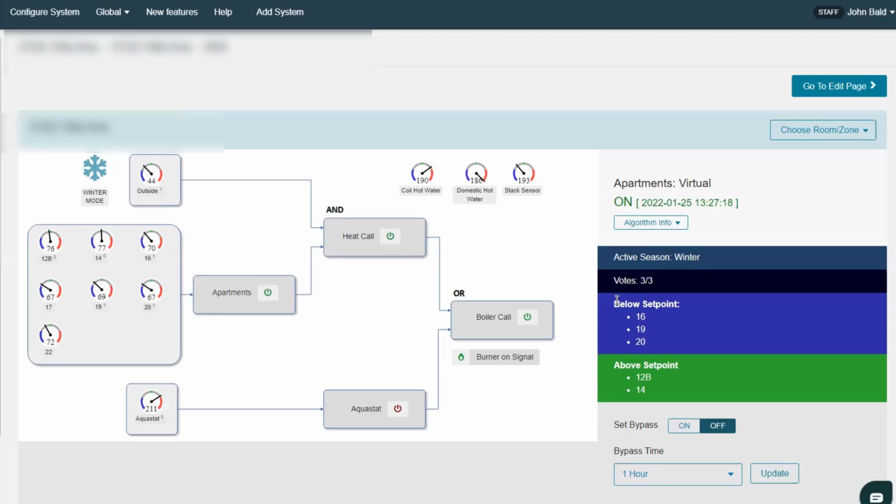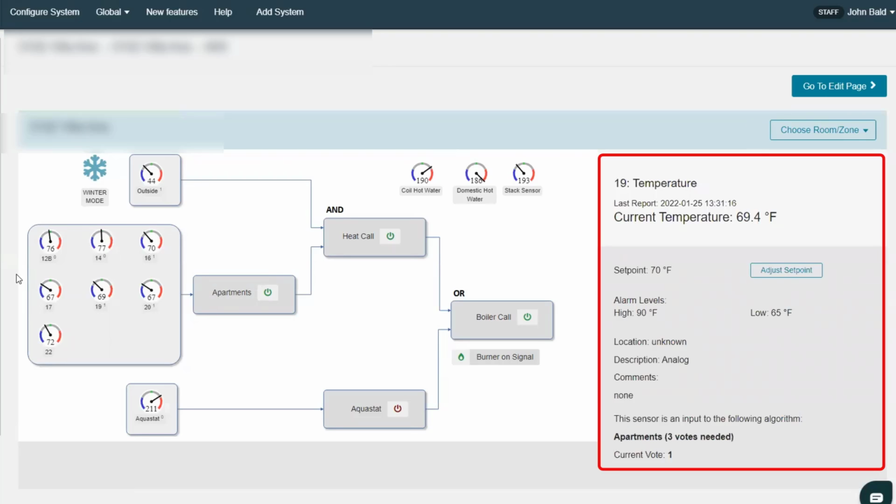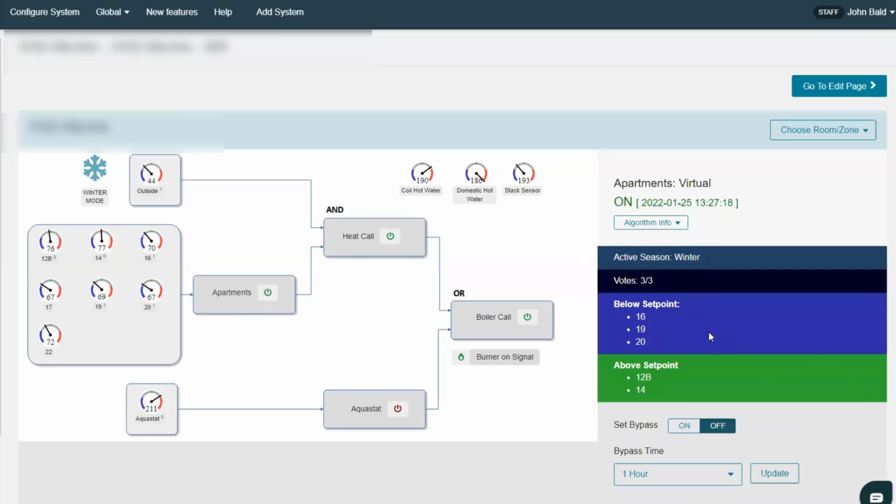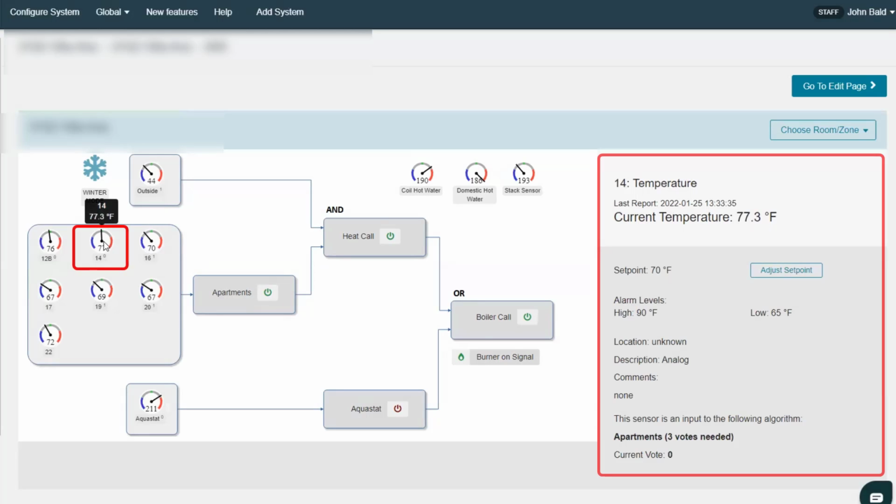The apartments algorithm is concerned with the temperature of your apartments relative to their set point. So, for example, here, this apartment 19 is 69 degrees, and the set point, you can see here by clicking on it, is 70. So it's going to want heat. This apartment is below set point and asking for heat. There are some apartments here that are voting not to get heat. For example, this one is 77 degrees. It doesn't need any heat.